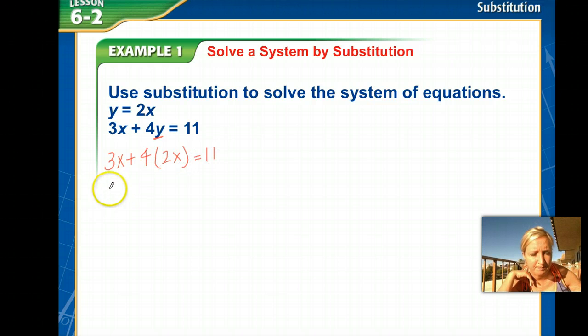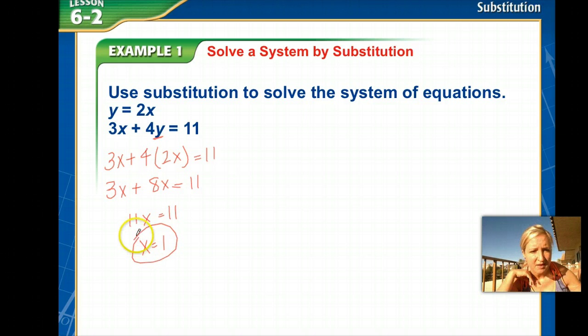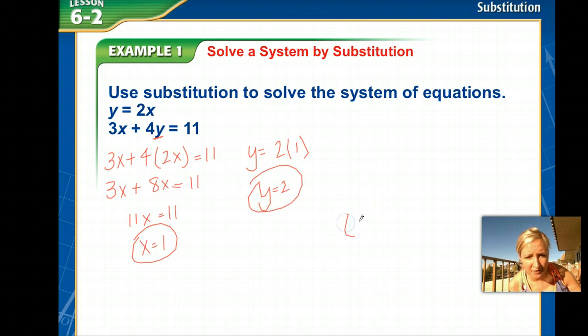So I have 3x plus 4, and instead of writing y, I'm going to substitute it for 2x, and that equals 11. So this gives me 3x, distributive property gives me 8x equals 11. And I get 11x equals 11, divide both sides by 11, and I get x to equal 1. Now you're going to substitute x equals 1 in for either equation and solve for y. I'm going to do the first equation because that's the easiest, and it's 2 times 1, so y equals 2. So your answer on your paper, they're looking for a coordinate, which would be 1, 2.